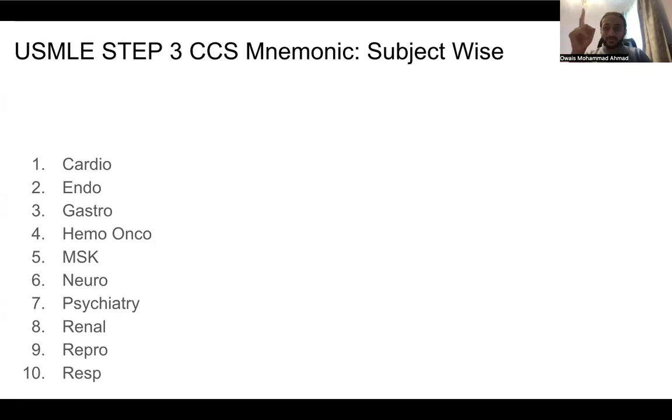You're going to have 10 systems, guys. We need to know cardio, endo, GI, hematology, oncology, musculoskeletal, neuro, renal, psychiatry, reproductive, and pulmonary. So those are going to be the 10 key symptom systems over here.